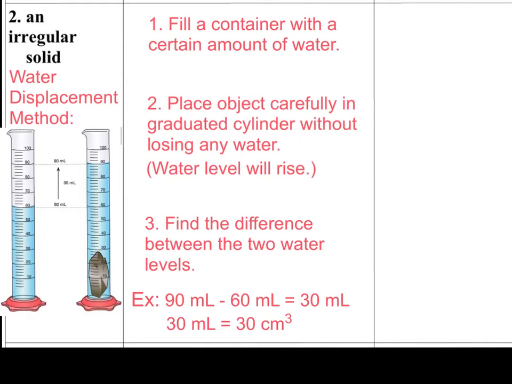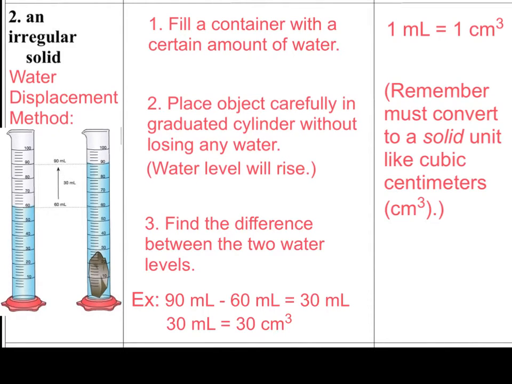So here are the notes you have to write in the box for an irregular solid to find the volume of it, how much space it takes up. 1, fill a container with a certain amount of water. 2, place the object carefully in the graduated cylinder without losing any water. The water level will rise. 3, find the difference between the two water levels. So based on that picture to the side, those are the examples.